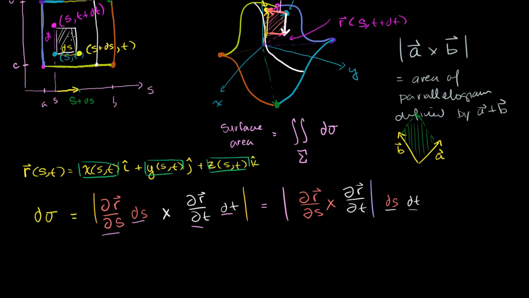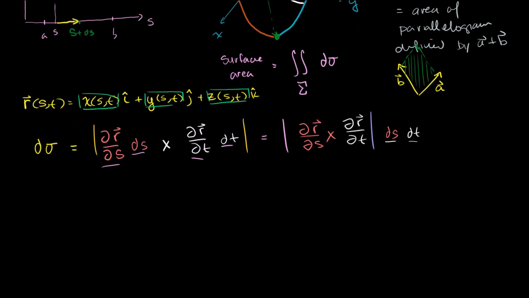ds times a dt is right there. If we multiply this times the cross product of the partial derivatives, this times this is going to give us this area. So if we summed up all of this times this over this entire region, we will get all of the parallelograms in this region. We will get the surface area.